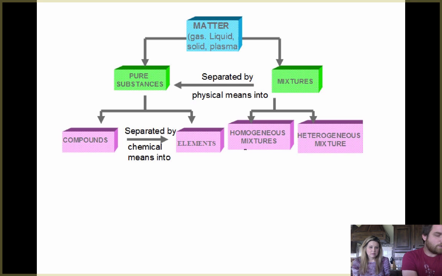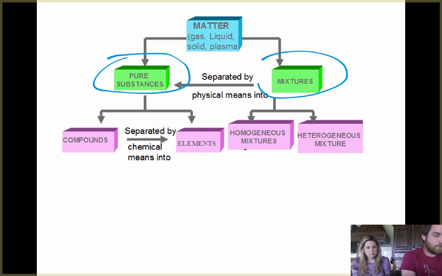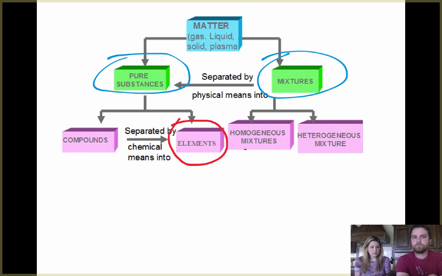So the first thing you can divide matter into is pure substances and mixtures. So let's talk about pure substances first. Okay, so pure substances, we start with elements. We have a periodic table of the elements, which you're going to get very familiar with using. Elements you might recognize always start with an uppercase letter. So you might have C for carbon, or one that has two letters would be like iron, Fe. So those are just elements.